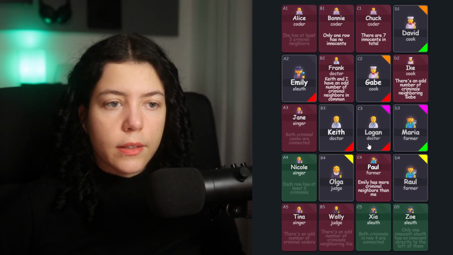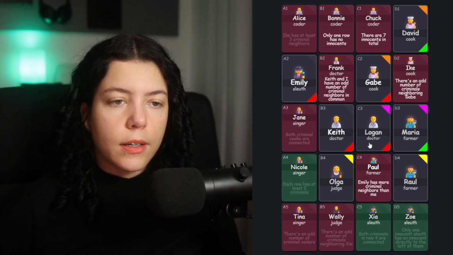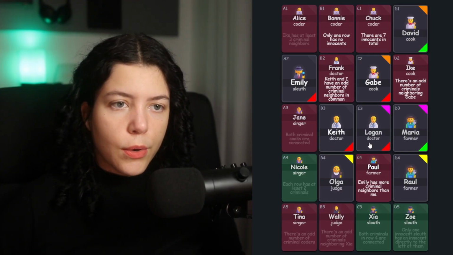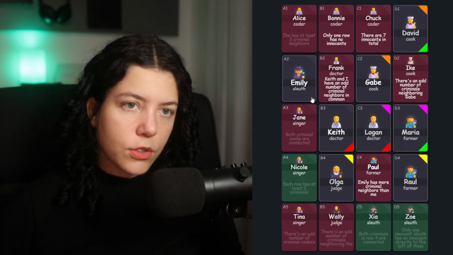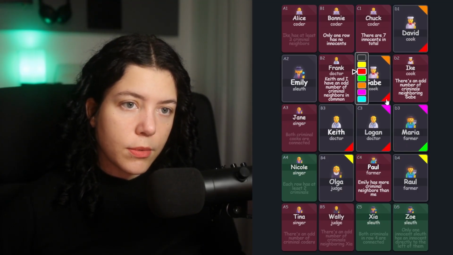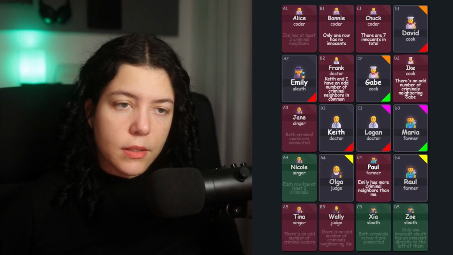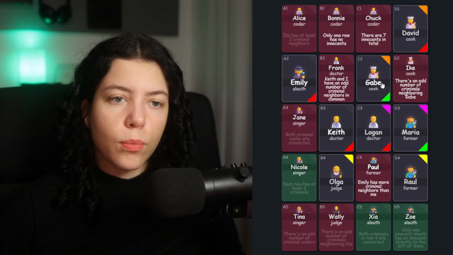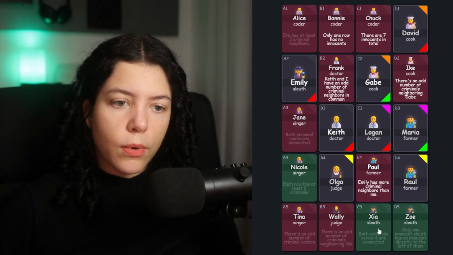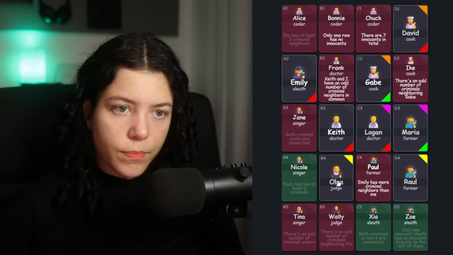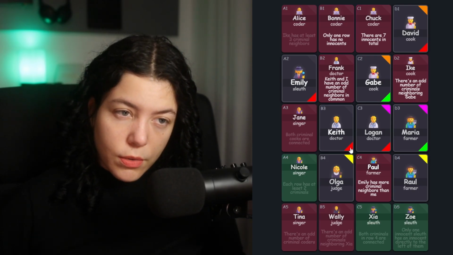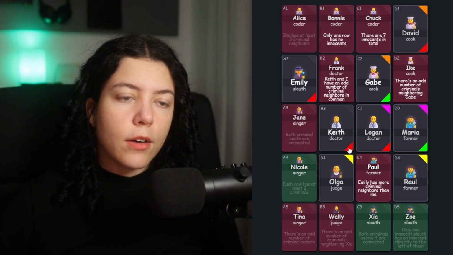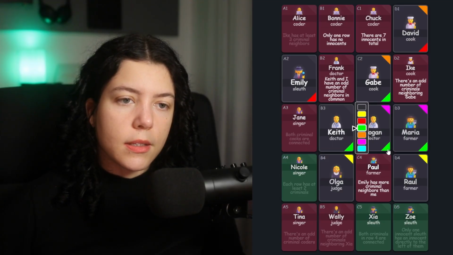If both Keith and Logan are criminals, what happens is that row 2 has to have an innocent. So that makes David a criminal and Gabe an innocent and Emily a criminal. If that happens, how many instances do we have? 1, 2, 3, 4, 5, 6. So not enough. But I just checked and we can have both Keith and Logan be innocents.